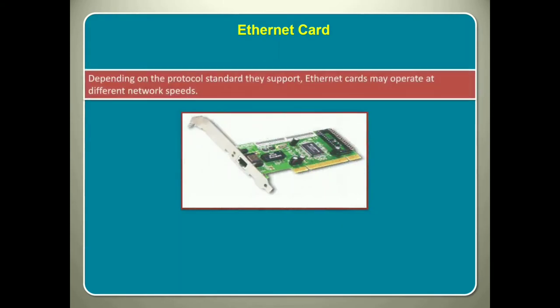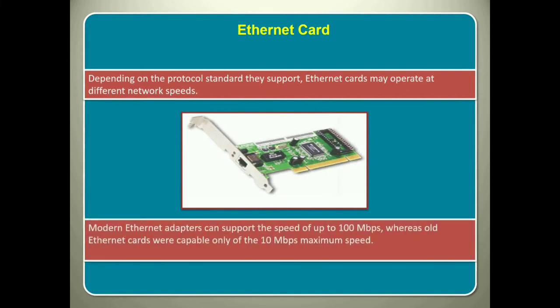Depending on the protocol standard they support, Ethernet cards may operate at different network speeds. Modern Ethernet adapters can support the speed of up to 100 Mbps, whereas old Ethernet cards were capable only of the 10 Mbps maximum speed. At present, we use Ethernet standards, which offer speeds up to 1 Gbps.